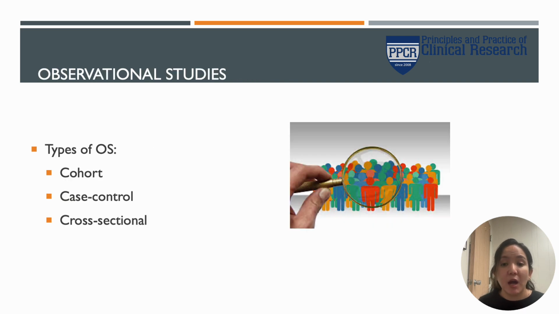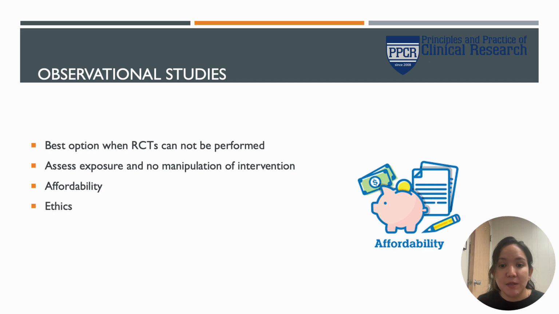Now, if we compare with observational studies, we can say that we have all kinds of colors, depending on what you want to measure, whether it's incidence or prevalence or exposure or risk factors. You will have a specific type of observational study, and you will choose between a cohort, case control, or cross-sectional. But keep in mind that the main feature is, number one, they are the best option when a randomized clinical trial is not possible.